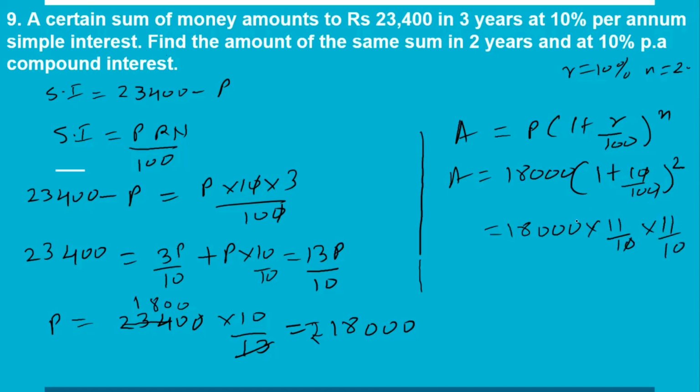Let us simplify this further. Just multiply 121 into 80. Multiplying 121 into 80, you get rupees 21,780 as the amount. This is the amount you get when the interest is compounded annually at 10% per annum for 2 years.